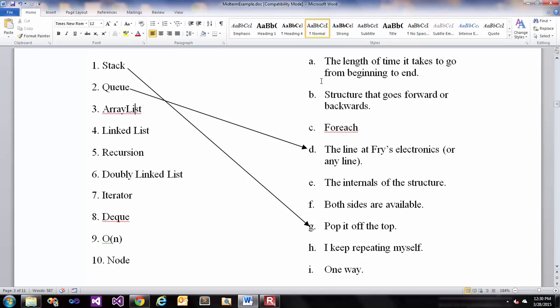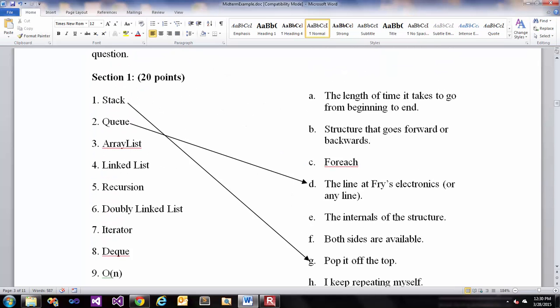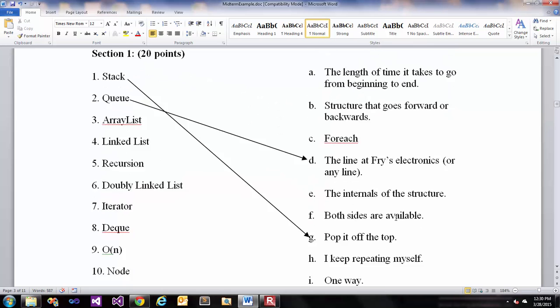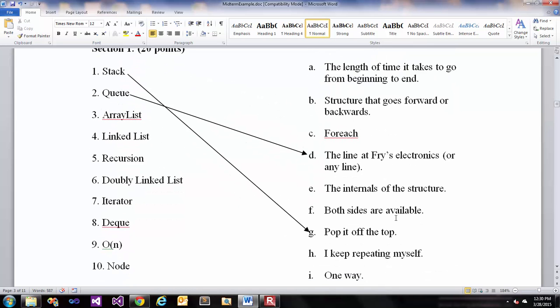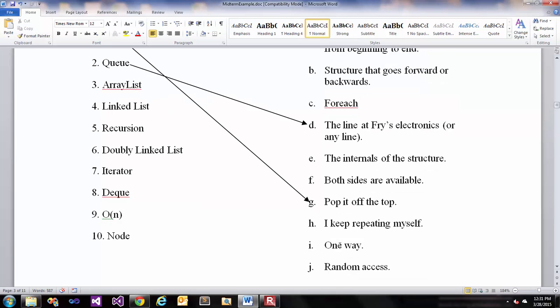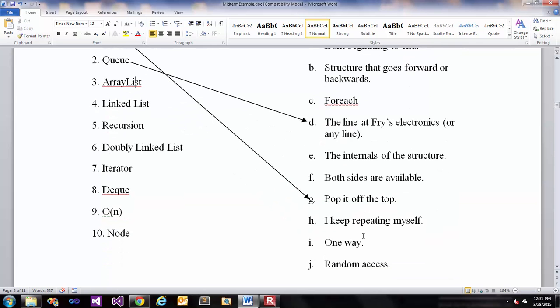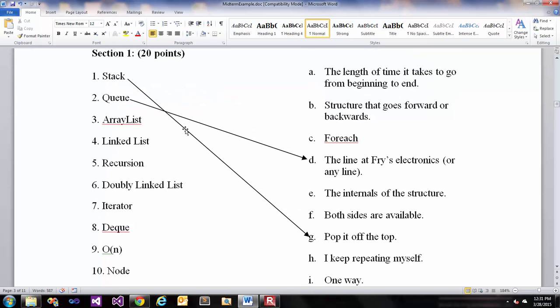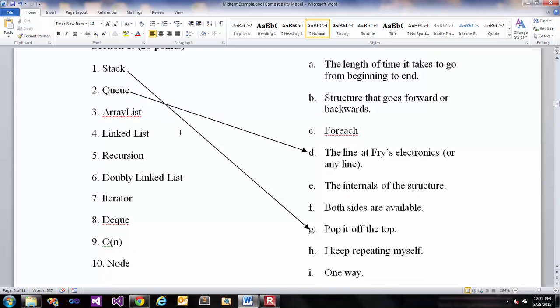Array list, from this, I see a few things that go through it. If you go from the length of beginning and end, you could get array list. Internals of one way, you could kind of think of array list. Random access, array list provides random access. So far, that one probably is matching up with array list, but let's skip that and go to some of the others because I think there's some easier ones in this list.